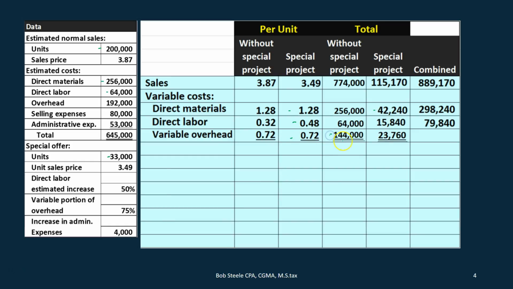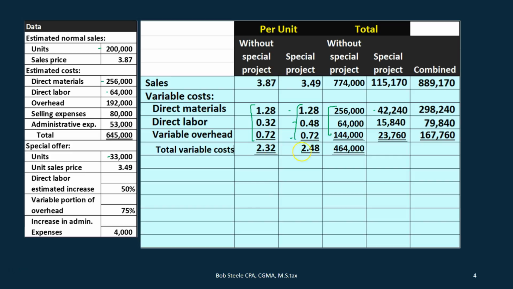So we got the 144,000 plus the 23,760, giving us a total of 167,760. That's going to give us the total variable costs. If we add these up here, 232. We got this for the special, it's slightly different because of that increase in the direct labor, for 248. And then if we add up the special project, we could add this up this way, or we could multiply out.